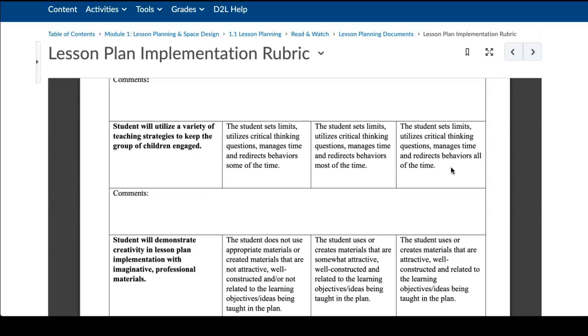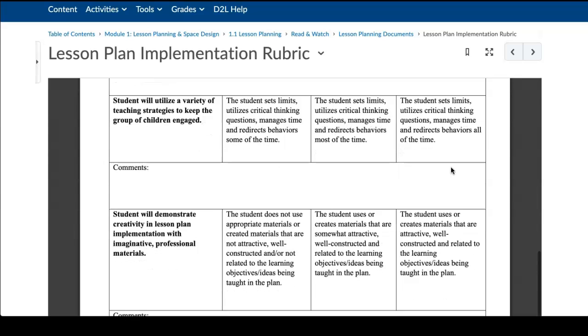Time and attention span are vital when you're working with infants and toddlers. You'll be surprised. A short attention span is often what people think of with infants and toddlers, but if you have a dynamic lesson, they're going to stay engaged and focused with you.